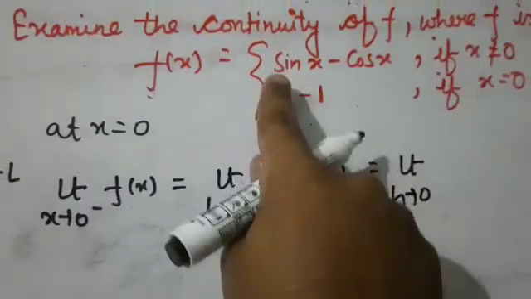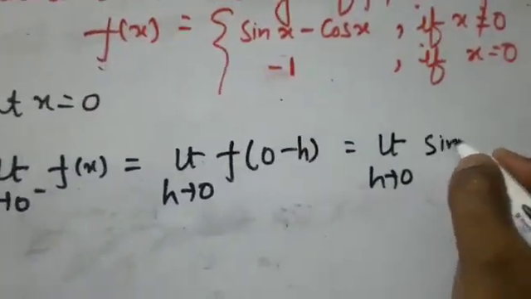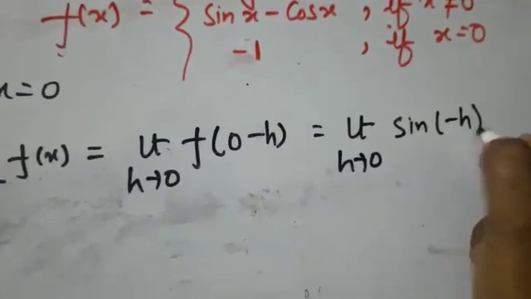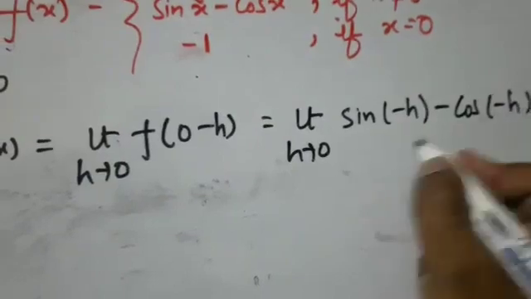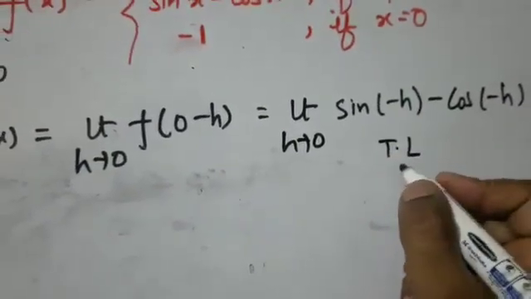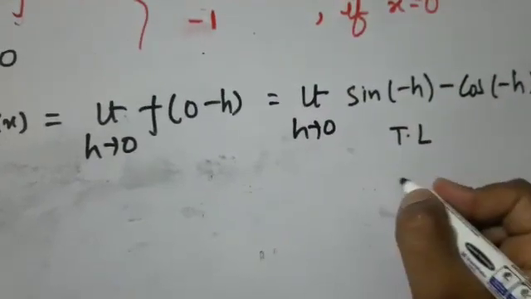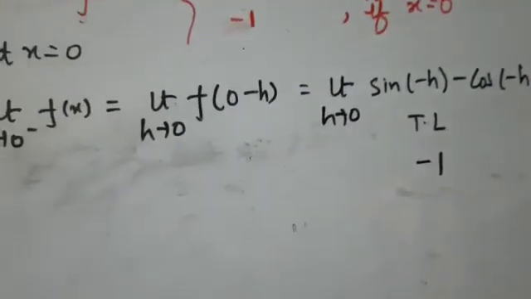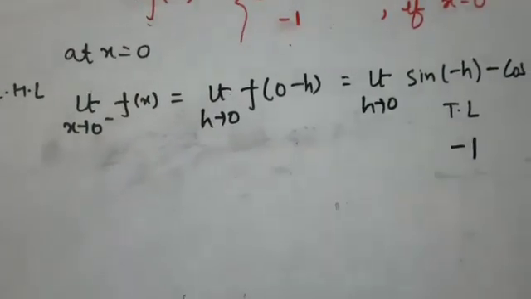At this point our function is sin x minus cos x. Okay, so in place of x we have to put minus h, sin(minus h) minus cos(minus h). On taking the limit we get the value for this is equal to minus 1. So our left hand limit is equal to minus 1.